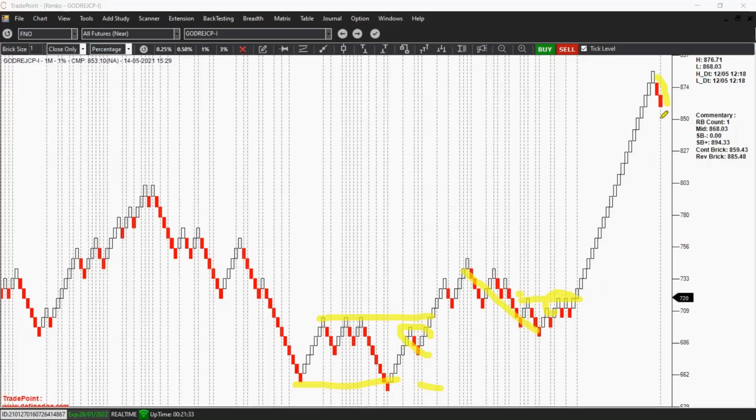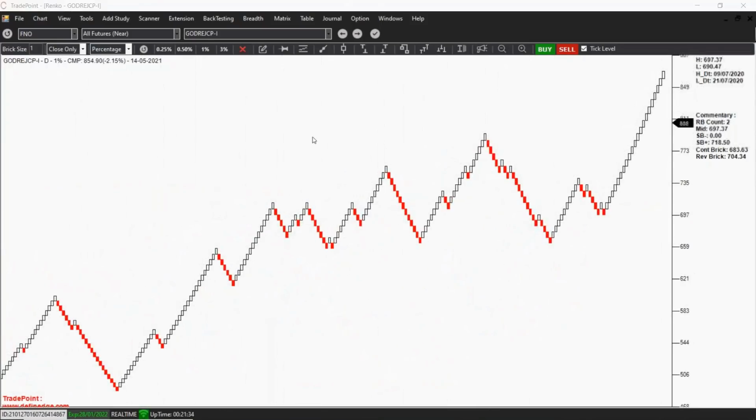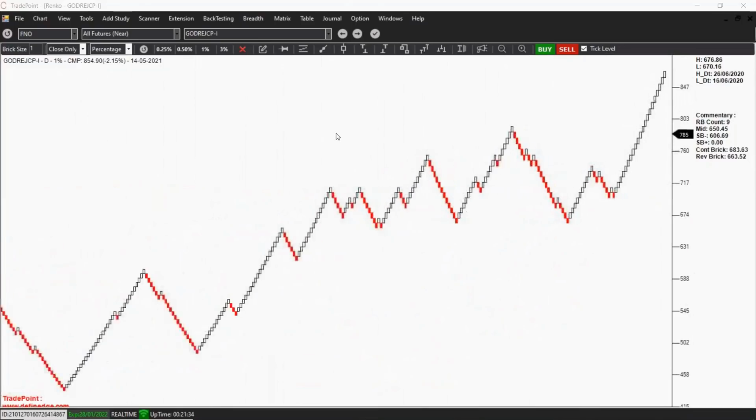Now there's a two-brick correction. We have to see how it behaves here, but overall it is in a new range on this chart. If you see a daily chart also, it is altogether in a new zone.